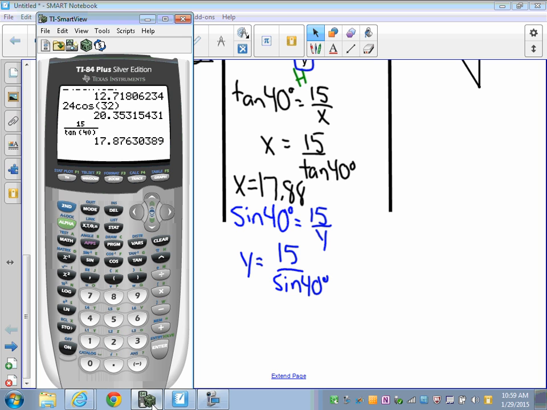Get the calculator out. Alpha y equals enter. 15 over sine of 40. 23.34.